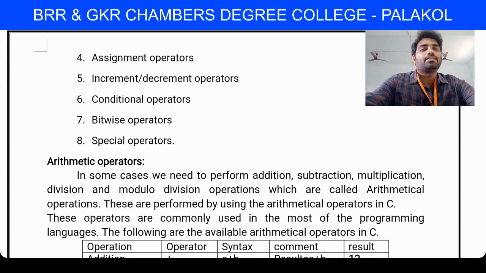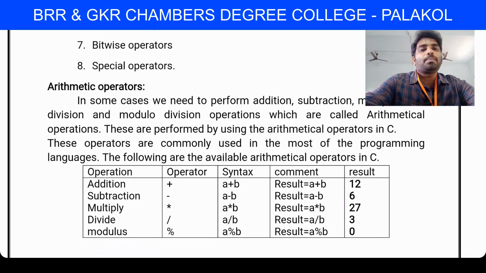First one, arithmetic operators. In some cases we need to perform addition, subtraction, multiplication, division and modulo division operations, which are called arithmetic operations. These are performed by using arithmetic operators in C. These operators are commonly used in most programming languages. The following are the available arithmetic operators in C.